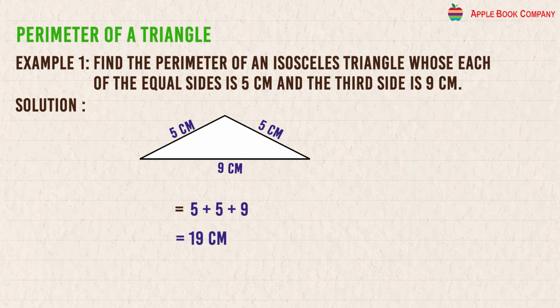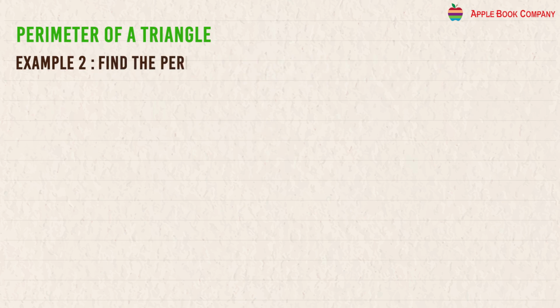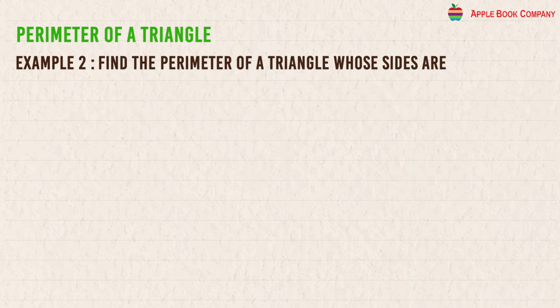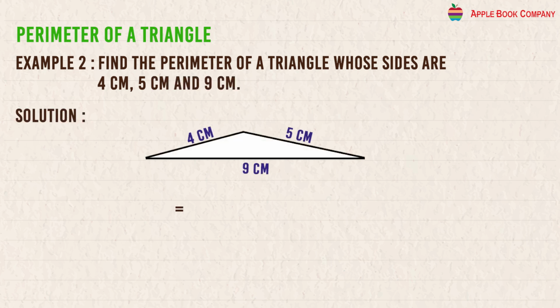Example 2. Find the perimeter of a triangle whose sides are 4 cm, 5 cm and 9 cm. Solution: perimeter of the given triangle is equal to 4 plus 5 plus 9 equals 18 cm.